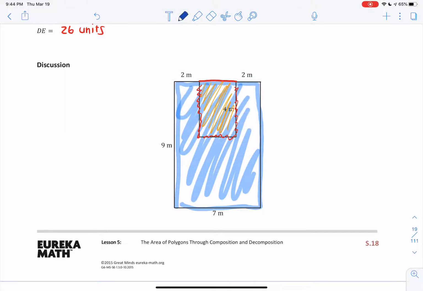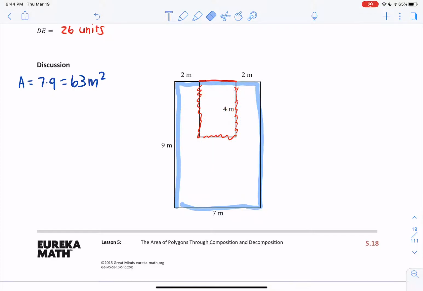So the area of the entire rectangle equals base times height, 7 times 9, which equals 63. 63 meters squared. That's the area of the entire rectangle. But remember, I need to get rid of this space inside. It shouldn't count. This space inside, I need to remove it from the area I just calculated. I need to cut out this blue square. How do I cut out the blue square? Let's find the area of that blue square, and then let's subtract it from our original.